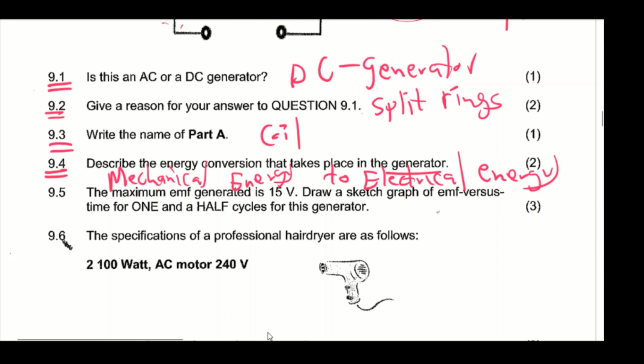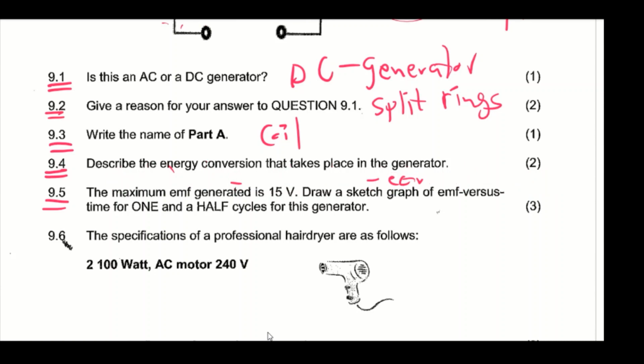Fine. So now 9.5. Let me erase this. 9.5 says that the maximum EMF generated is 15 volts, right? Draw a sketch graph of EMF versus time for 1.5 cycles. So it's important for you to note this: 1.5 cycles for this generator.